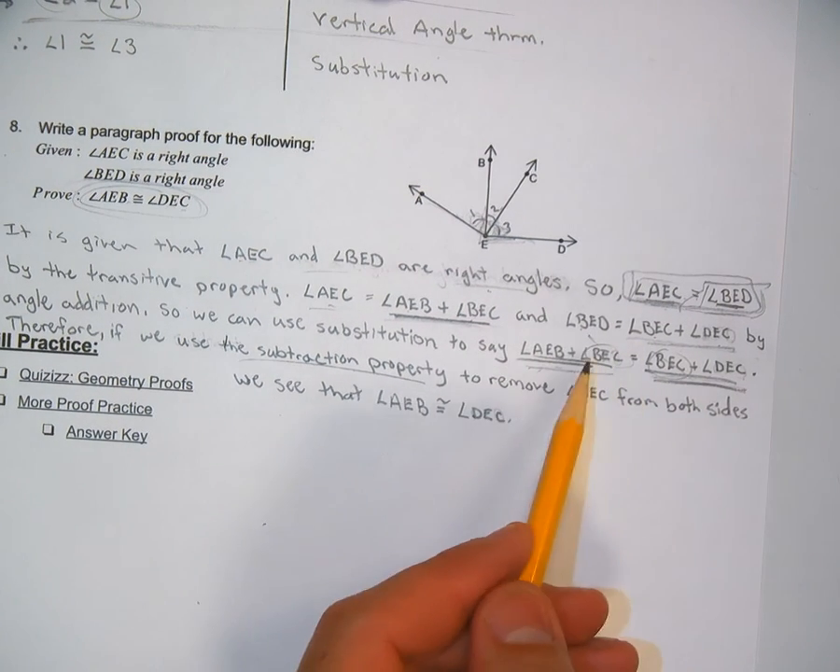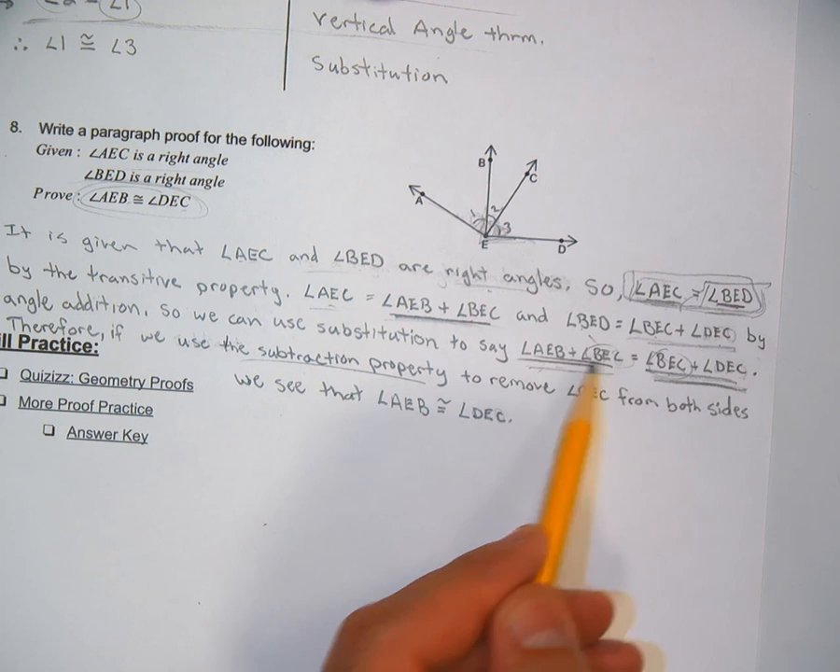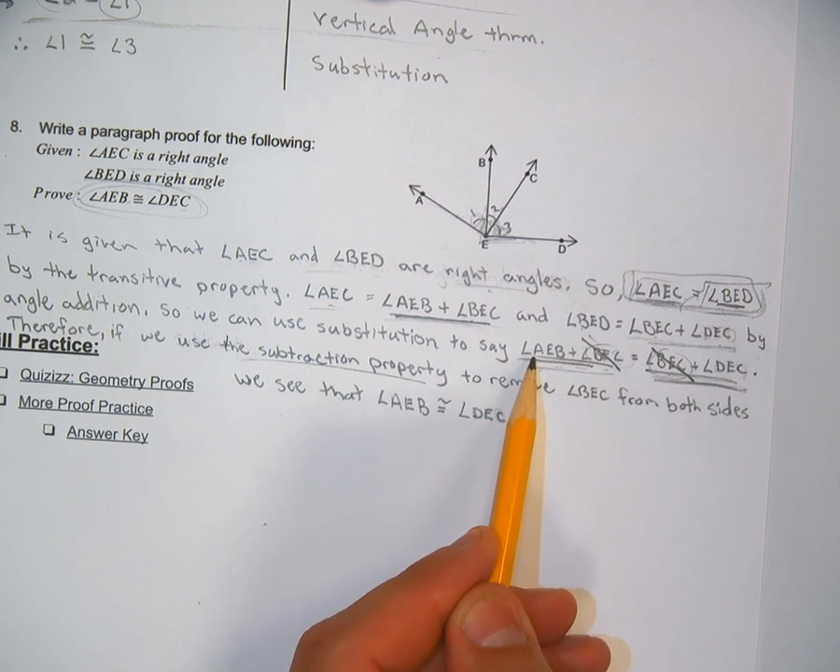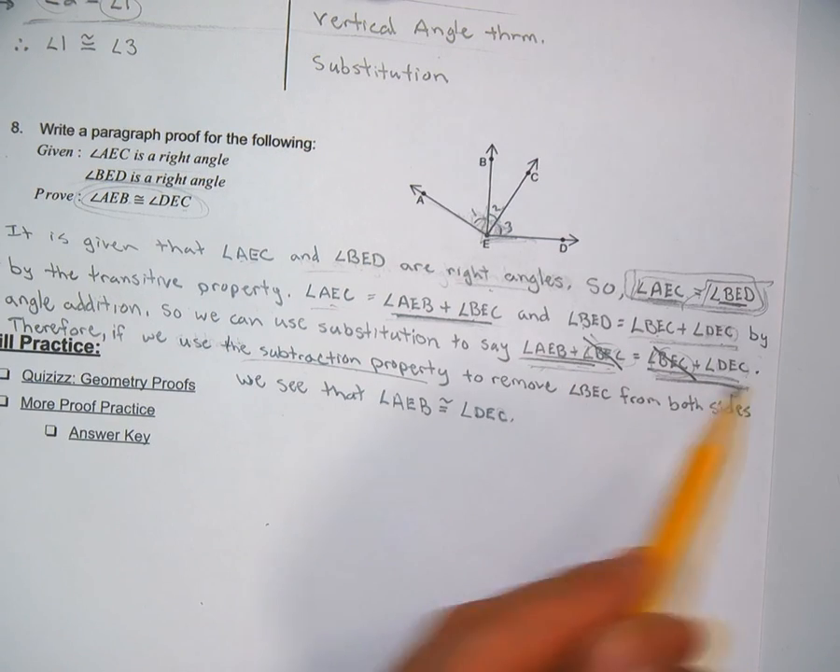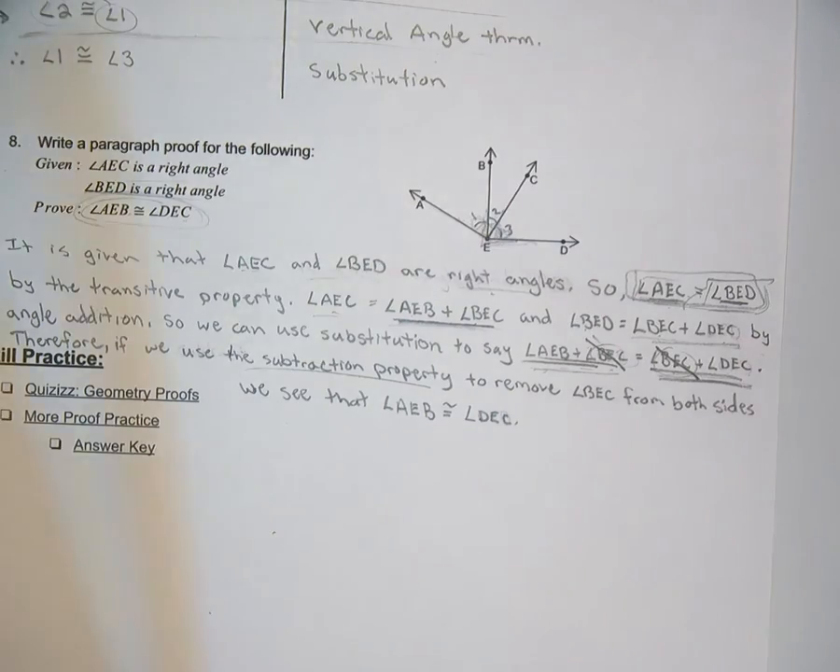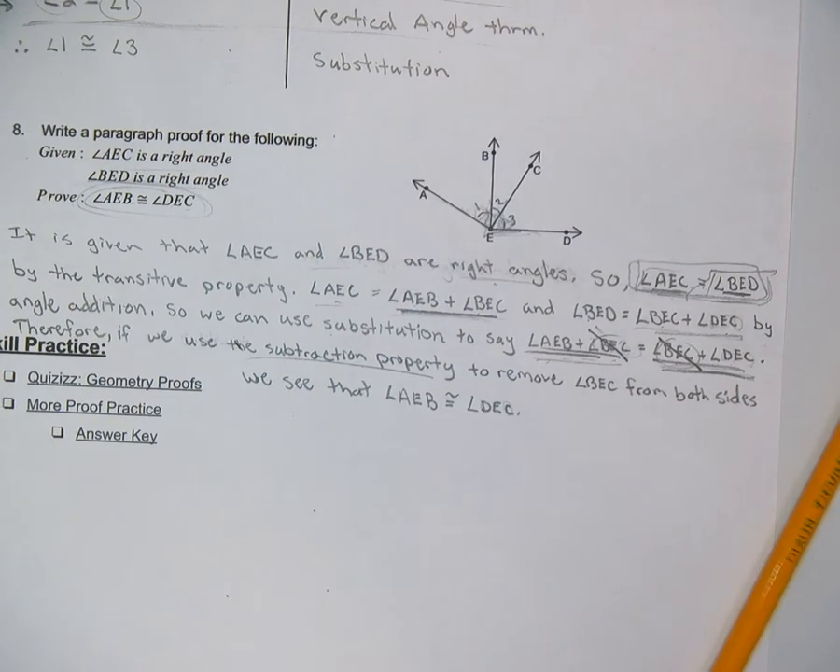Once I've done that, I can see that there is a BEC on both sides. So if I subtract angle BEC from both sides of the equation, I'm left with AEB equals DEC, which is what I was trying to prove. That's a mic. Just dropped it.